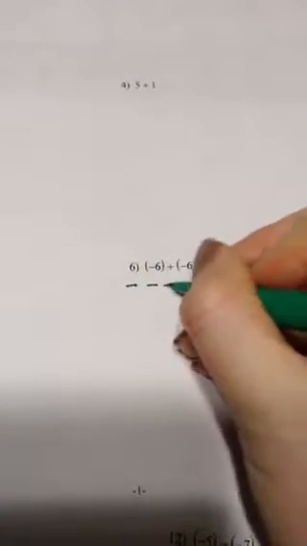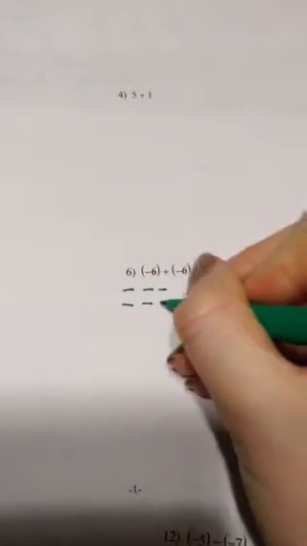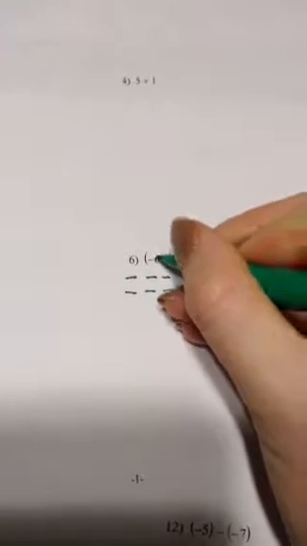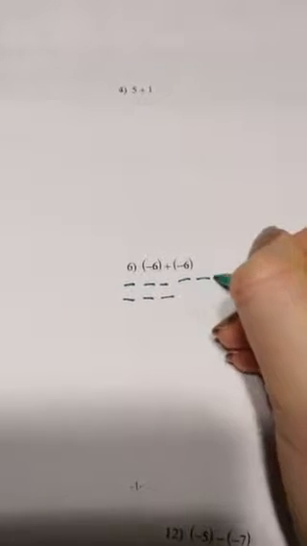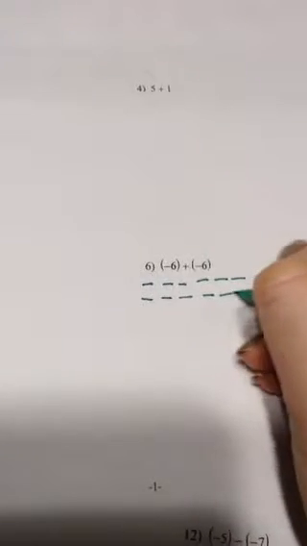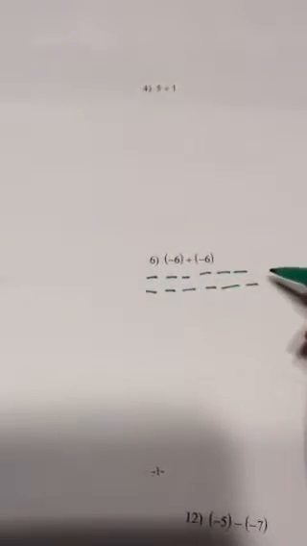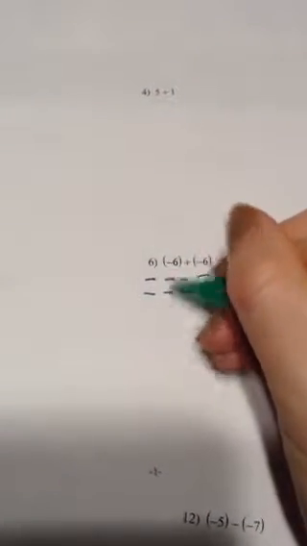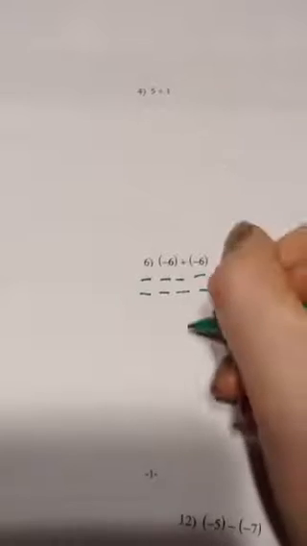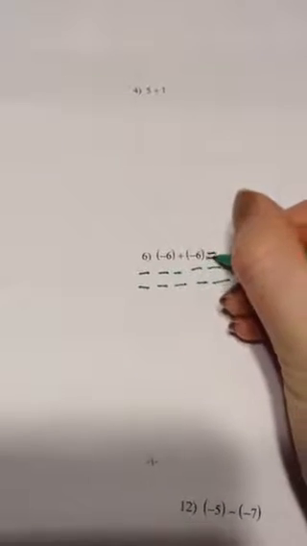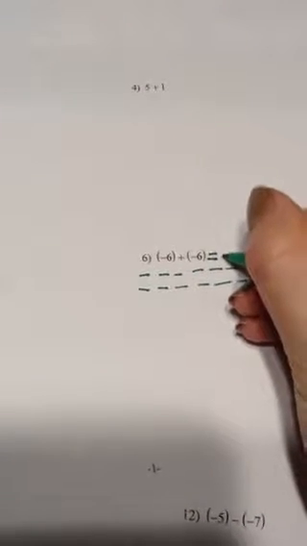So this is like, I owe $6 to my mom. I owe $6 to my dad. I don't have any money. I only have negatives, and total I have 2, 4, 6, 8, 10, 12 negatives. So negative 6 plus negative 6 is negative 12.